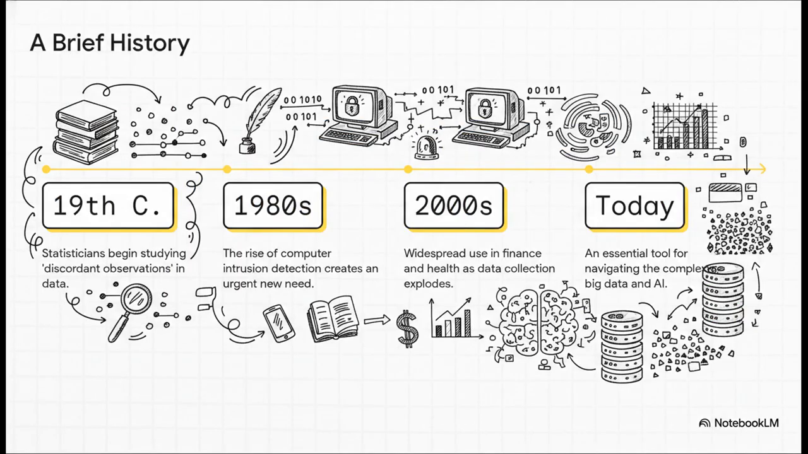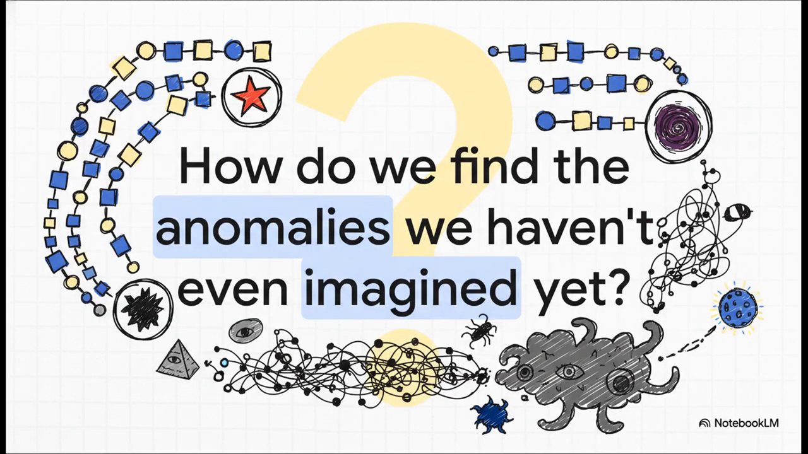And while all the applications feel incredibly modern, the core idea has a really long history. This all started way back in the 19th century, with statisticians who were just puzzling over what they called discordant observations. Then, the need just exploded in the 80s with the birth of computer security. And today? Well, today, it's an absolutely crucial tool for navigating the insane complexity of big data, machine learning, and AI.